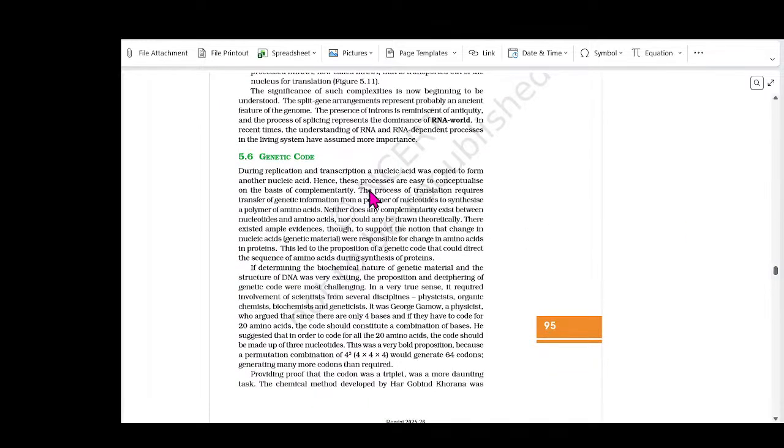5.6 Genetic Code. During replication and transcription, a nucleic acid was copied to form another nucleic acid. Hence, these processes are easy to conceptualize on the basis of complementarity. The process of translation requires transfer of genetic information from a polymer of nucleotides to synthesize a polymer of amino acids. Neither does any complementarity exist between nucleotides and amino acids, nor could any be drawn theoretically.